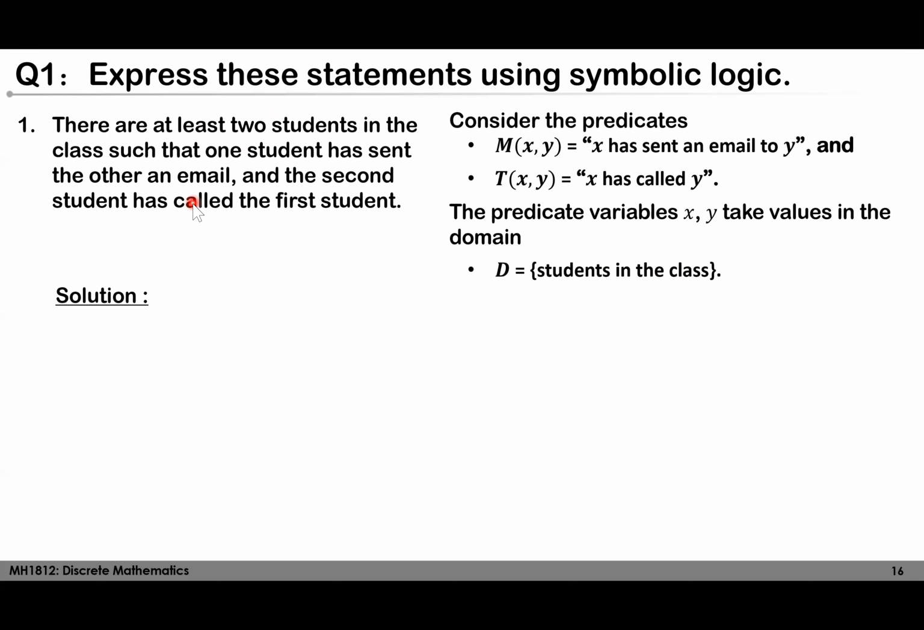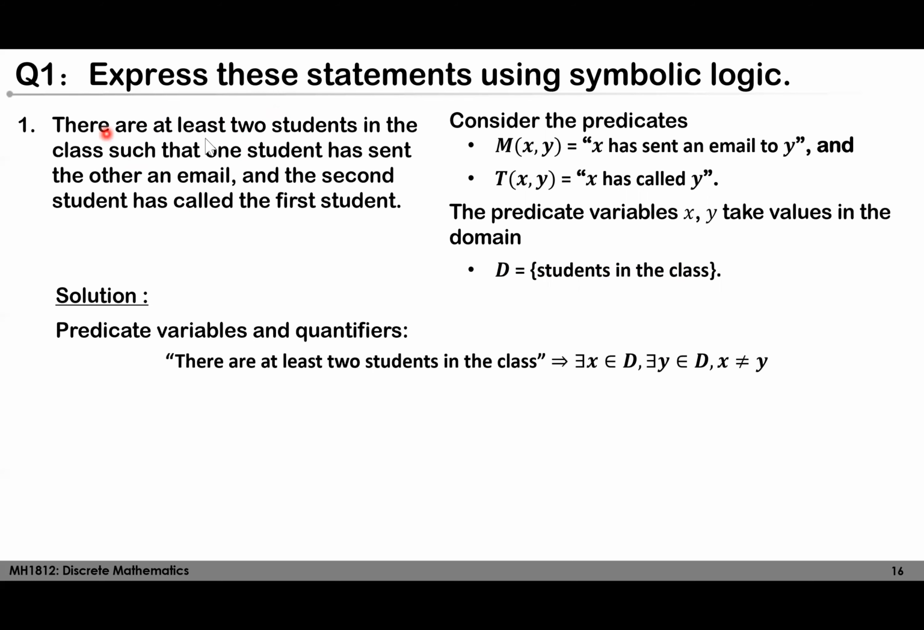So in the first sub-question, this sentence contains predicate variables and quantifiers. There exist at least 2 students in the class, so we need 2 predicate variables. And this translates to there exists x in D, there exists y in D. And because there are 2 students, x should not equal y.